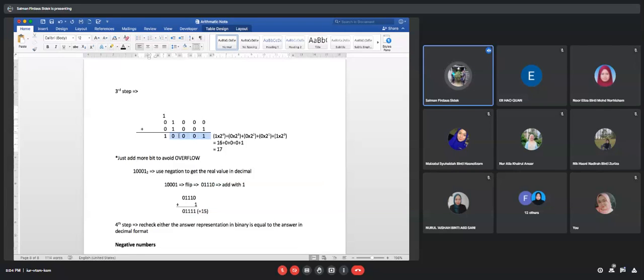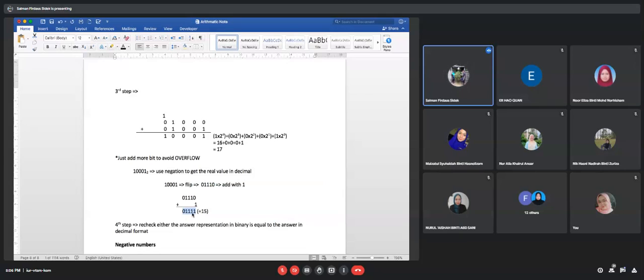How do we know that this is negative 15? As I said just now, if the first digit is 1, if you want to know the real or the positive value for this number, you need to do this negation. The first step, flip 0 to 1 and 1 to 0 and then add with 1. And then you do the calculation and then you get the answer. So the answer must be positive. So here the answer is positive 15.